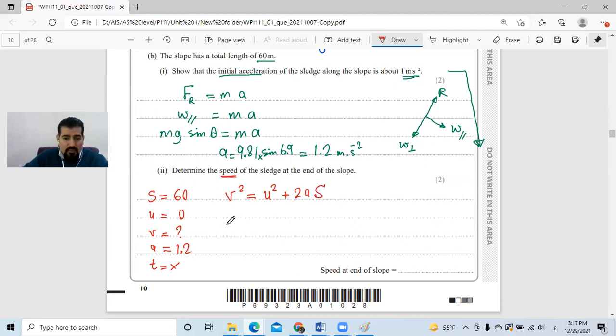Okay, so we know that v, that they ask about, equals the square root of 0 squared, which is 0, plus 2 times 1.2 multiplied by the distance, which is 60 meters. And by using calculator, how much is the answer? And don't forget the unit, it's meters per what? Per second. What's the answer? Send me the answer from the calculators.